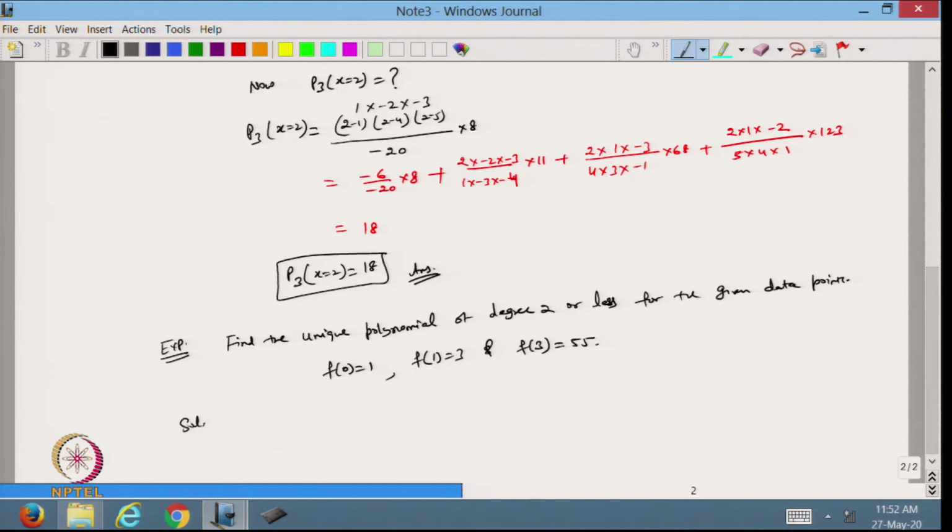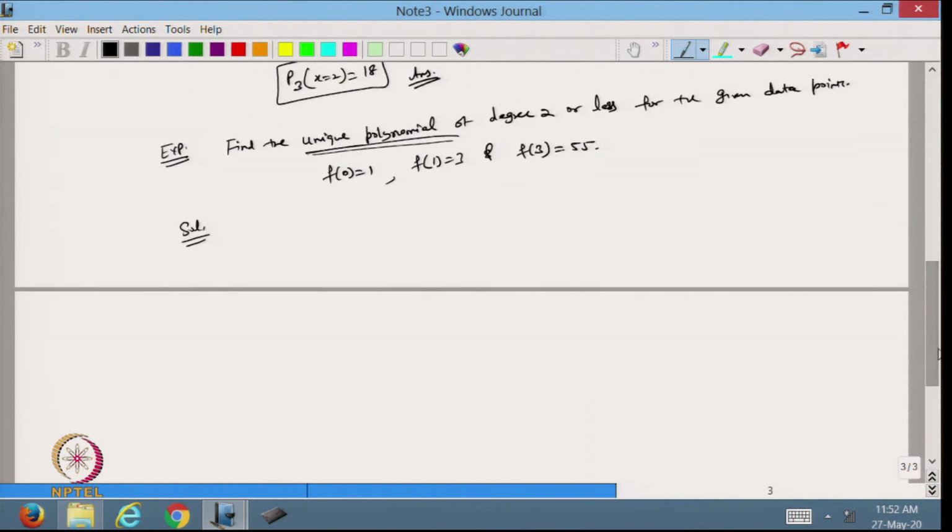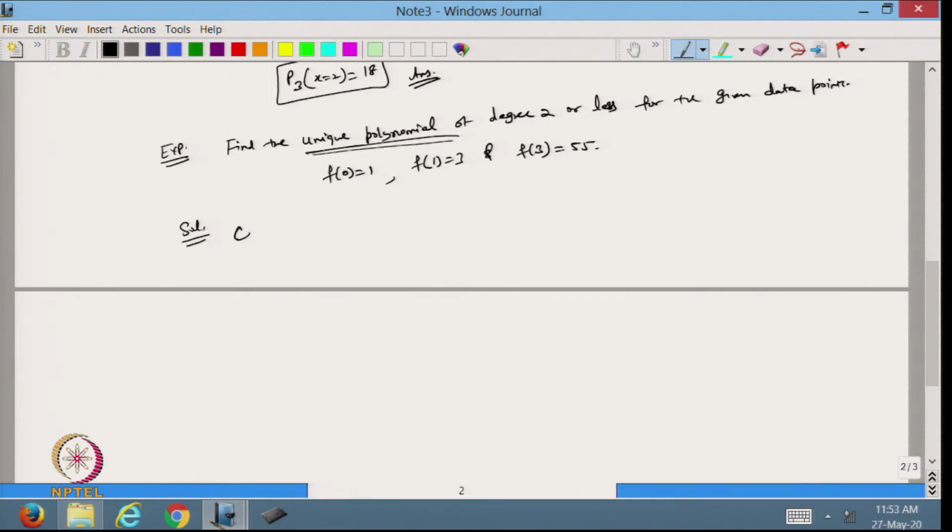Now, let us do this one. In this case I want to find the unique polynomial. We already know that whatever polynomial we get using the Lagrange or Newton divided difference, they are the unique polynomial. So, let us verify this for this data. Let us solve this one, the case 1 I am taking using Lagrange.